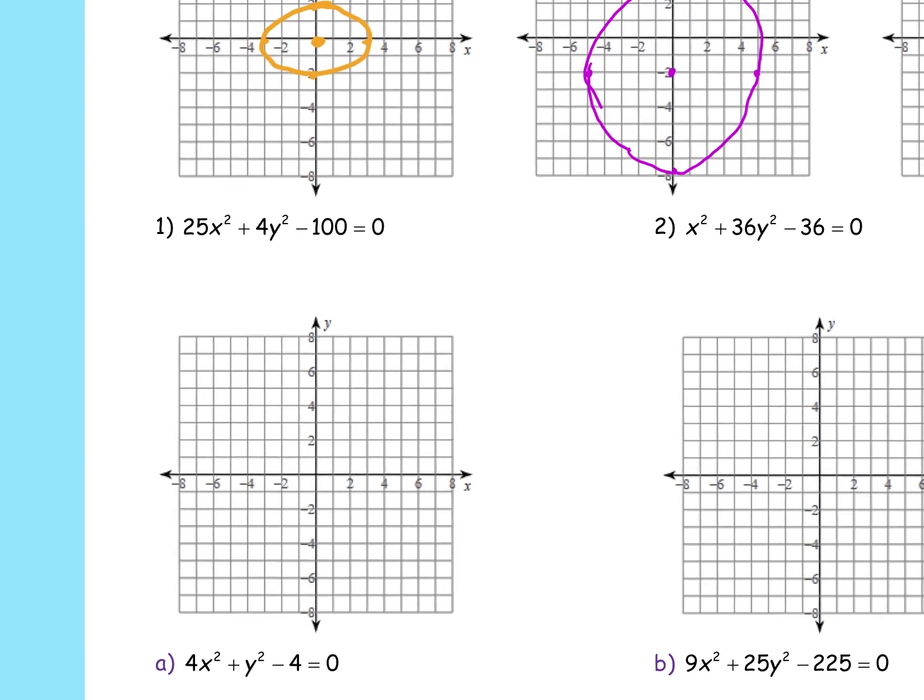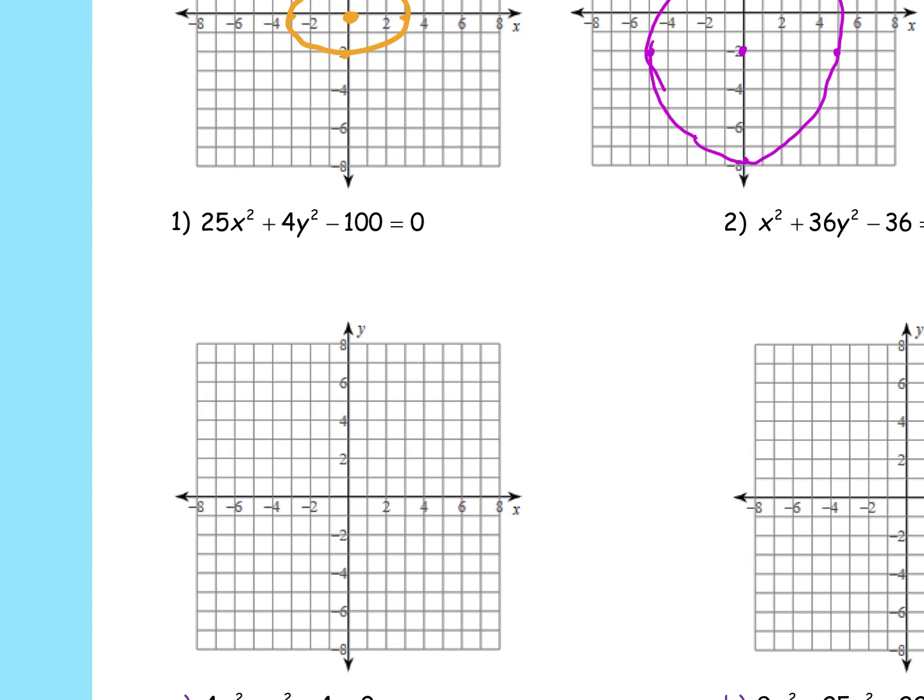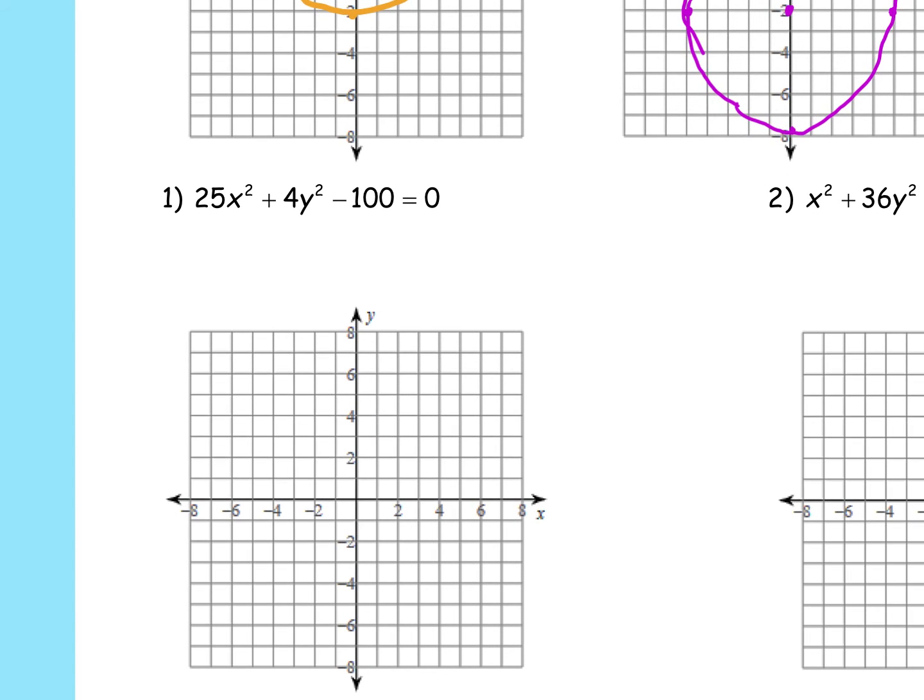So for the last two, we have to put into the equation of an ellipse. So the first thing I'm going to do is add 100 to both sides, because it equals 1, right? So I need to add 100 to this side. So I'm going to get 25x squared plus 4y squared equals 100. Okay? Questions so far? Are we okay? What's your question?